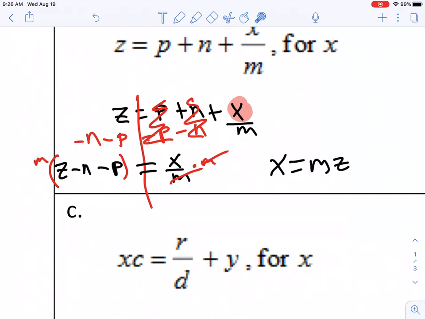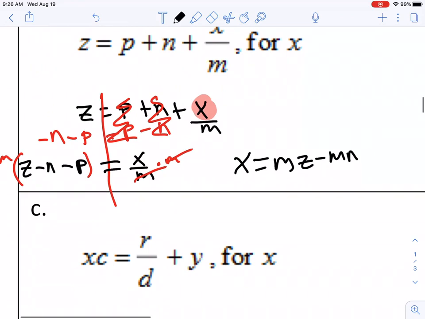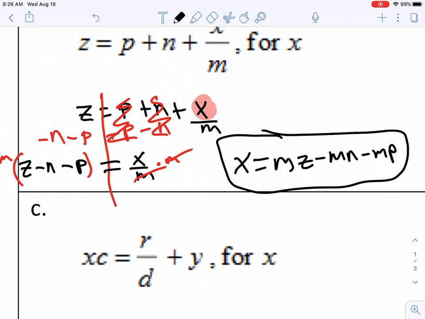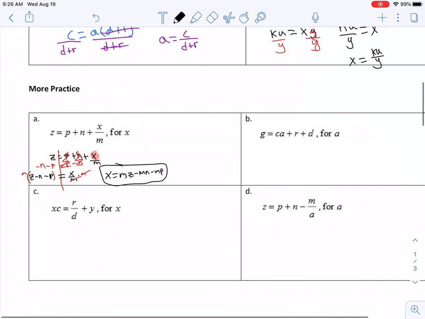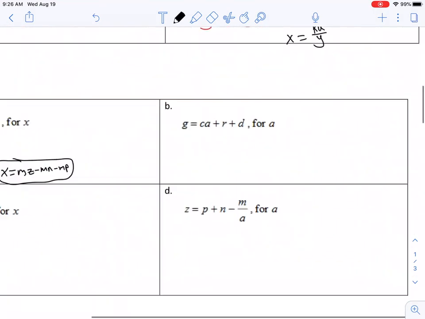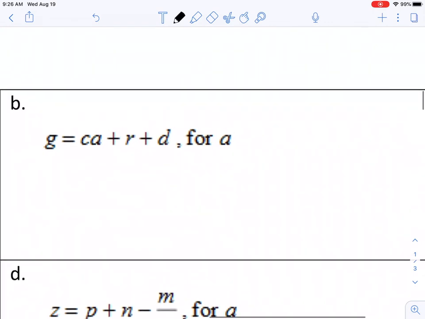M times negative n is negative mn. And m times negative p is negative mp. So that's our solution here, or that's our answer. Again, we're just following rules to move stuff around.